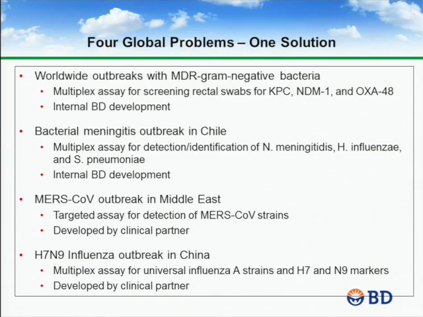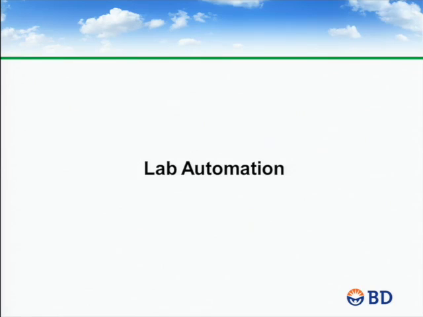Similar work has been done for H7N9 influenza, which is currently causing an outbreak in China. And the concern, obviously, is that that could become a pandemic strain. So in each one of these examples, we developed an assay, a multiplex assay, in some cases a very complex one, for this type of a platform. So I think it's going to change the way we do molecular diagnostics in the future.